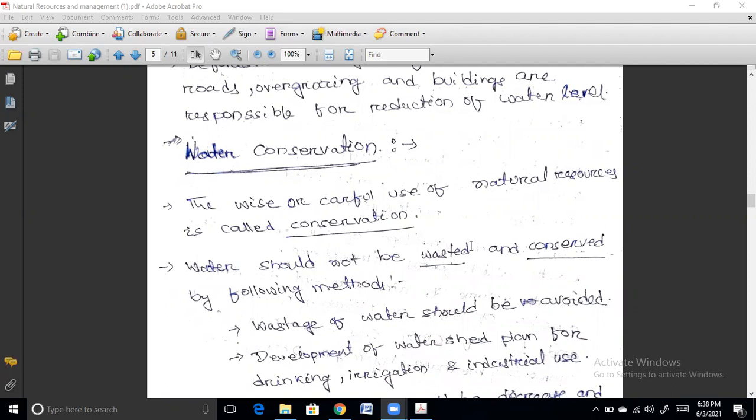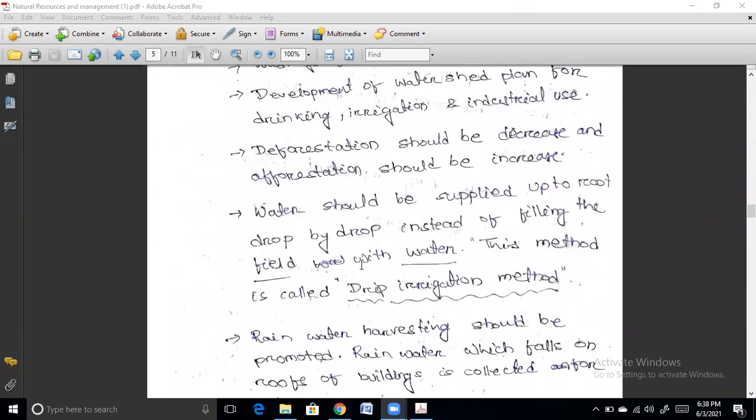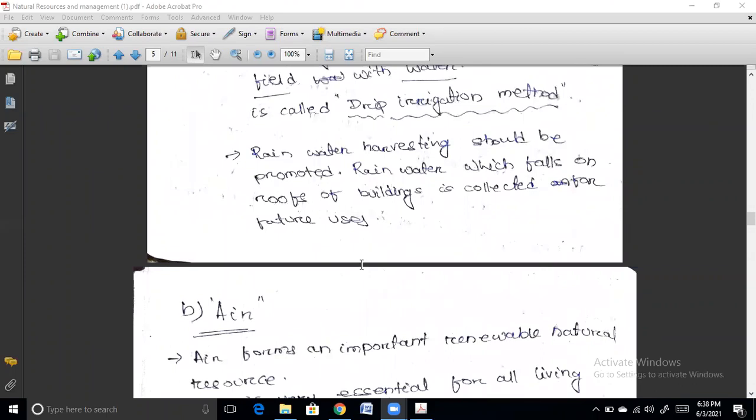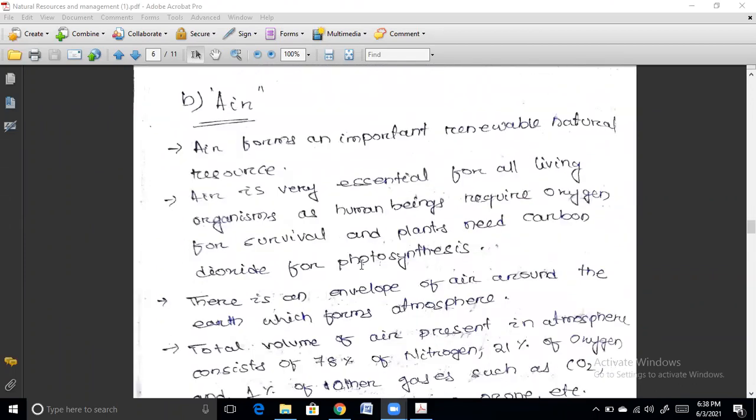Okay, as soon as we start with the renewable resources: water, sunlight, air, these are the renewable resources. Water as a renewable resource we studied, and also the conservation of water, how we can conserve water, in the last class. So let's come to the next part, that is air as a natural resource.